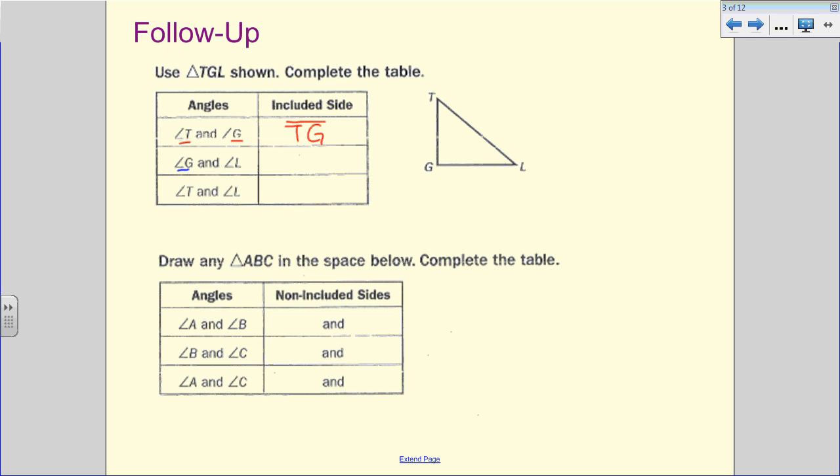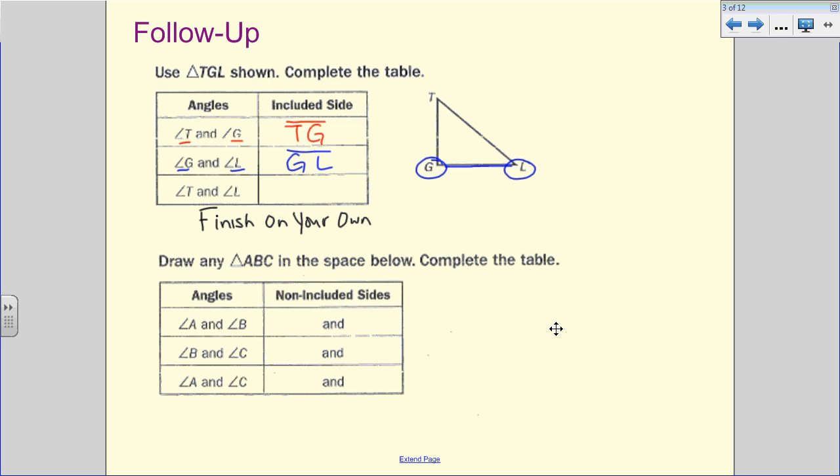Angle G and angle L. So let's take a look at angle G, angle L. The included side is GL. Imagine that. And then hopefully you're seeing the pattern here and you can finish on your own. So I want you guys to finish that so now we can understand what it means to have this included side.